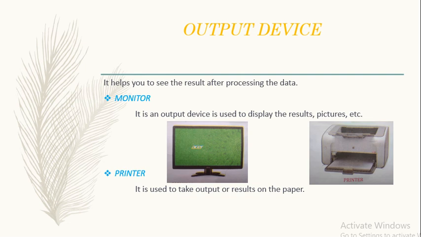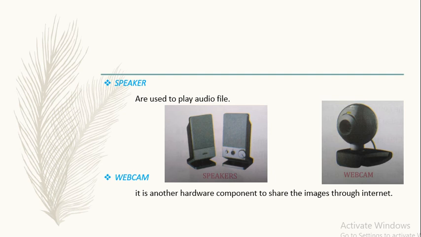Now the other examples of output devices are these. The first one, this is the third one actually, speaker. They are used to play audio files. These are also inbuilt in your mobile phones and in your television also. So in this way, these devices work. They help in listening to music and audio files.